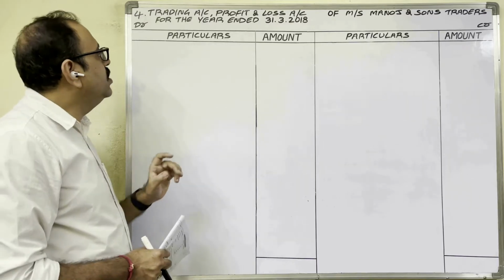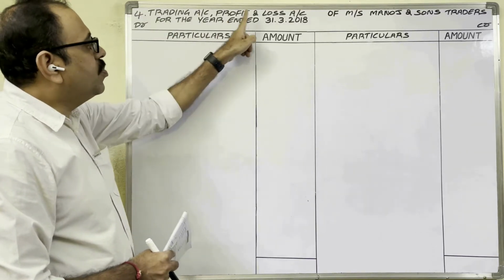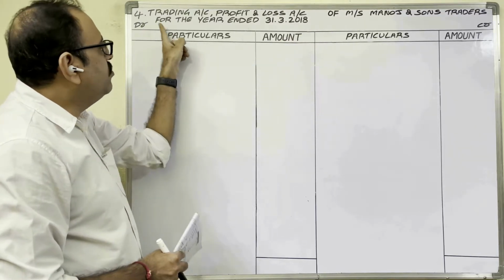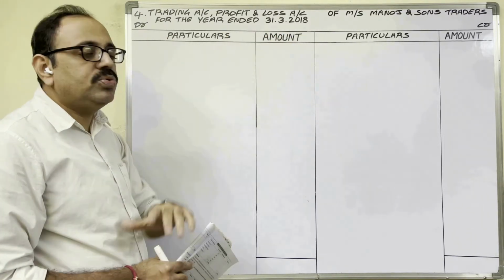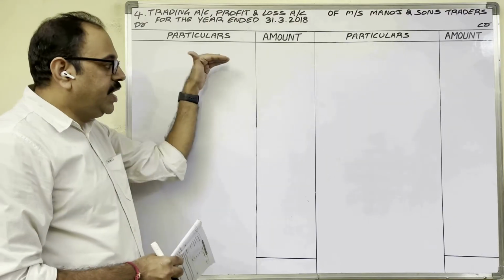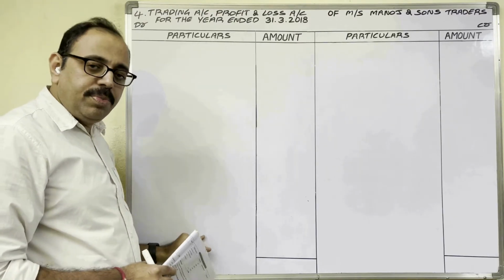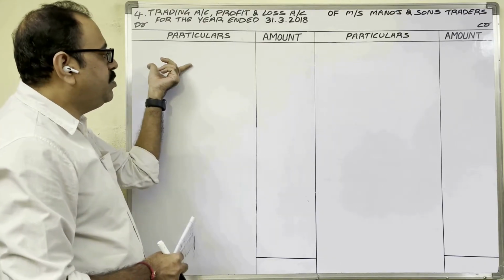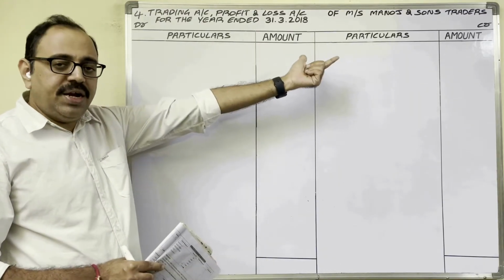See the heading: trading account and profit and loss account of Messrs. Manoj and Sons Traders for the year ended 31st March 2018. So the trading account and P&L account, both we are going to prepare in this table. First the trading account. Debit side direct expenses, credit side direct incomes.